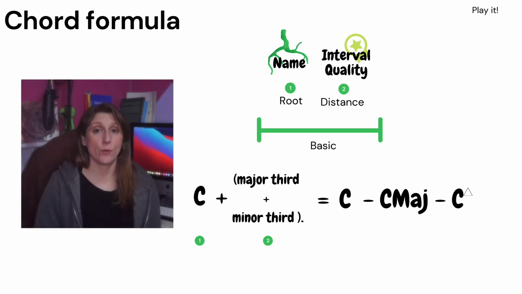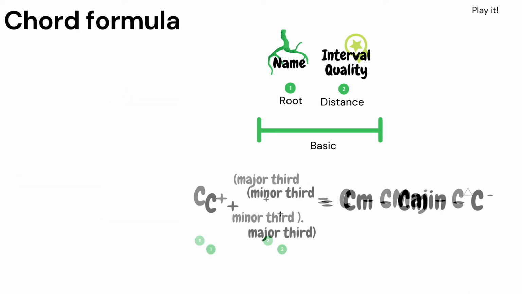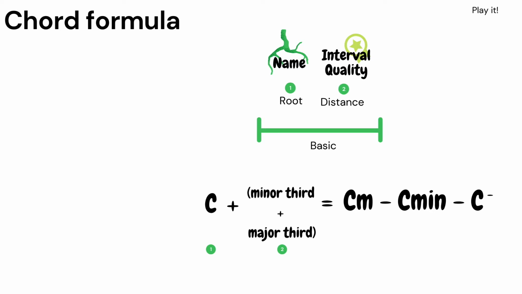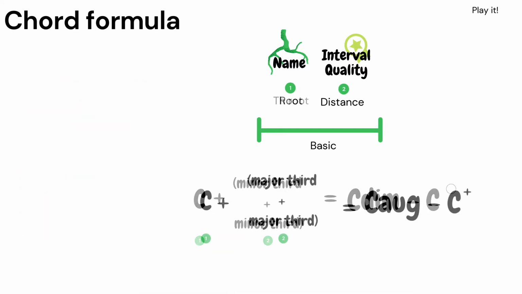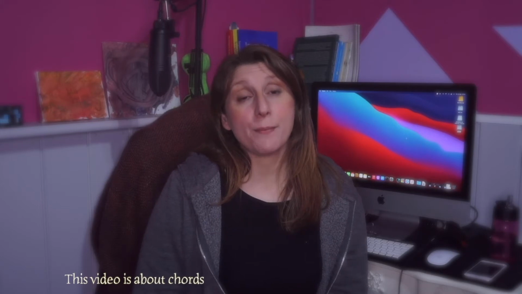There are at least three ways of writing a major chord, a minor chord, a diminished chord, an augmented chord. We have two other types of chords, sus chords and power chords.